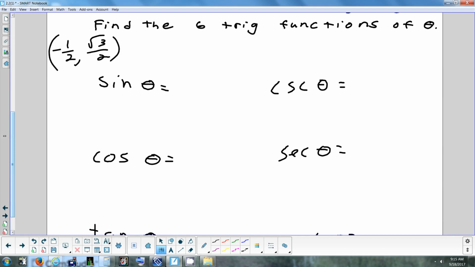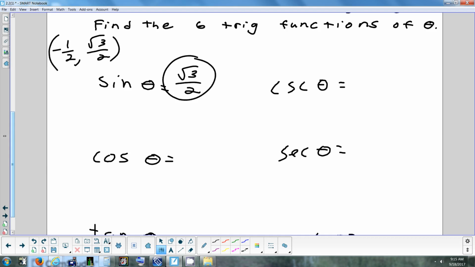All right, so how about Irene? What was the definition for sine? Y. And what's our y value in this case? Yeah, square root of 3 over 2. You're done. Okay, that's it. That's all you have to do to write the sine.